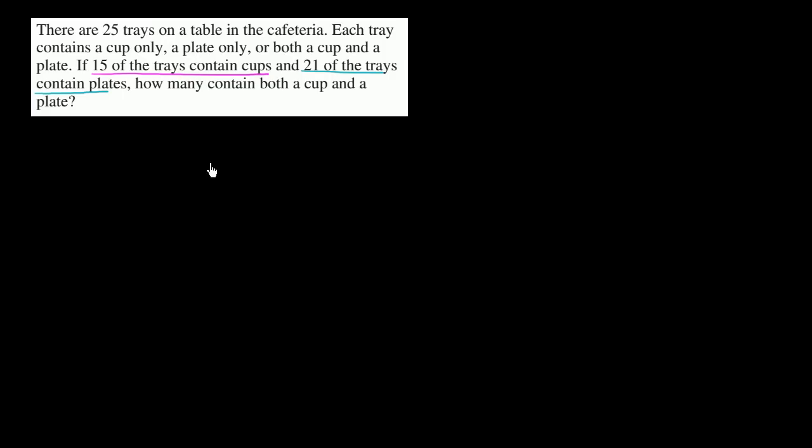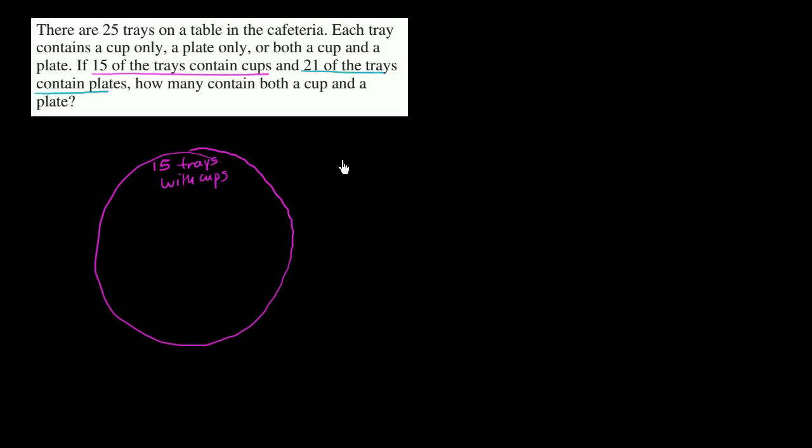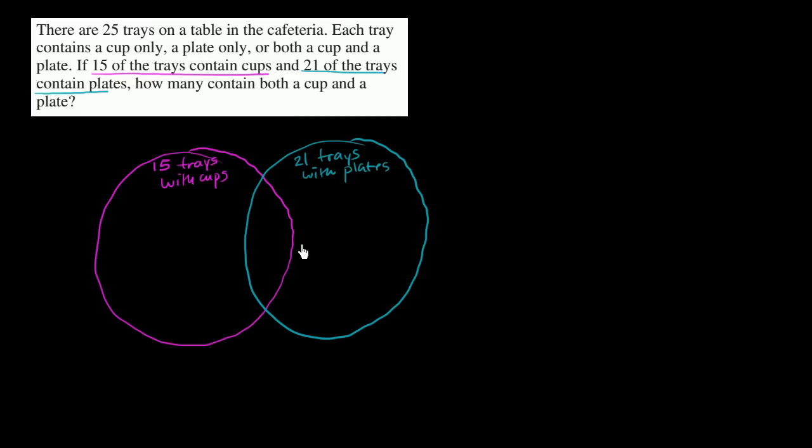All right. So we have 15 trays with cups. That's that set right over there. And then we have 21 trays with plates. That's this set. And so how do we represent the trays that contain both cups and plates? Well, those are the trays that are a member of both of these sets. So that's this area right over here.